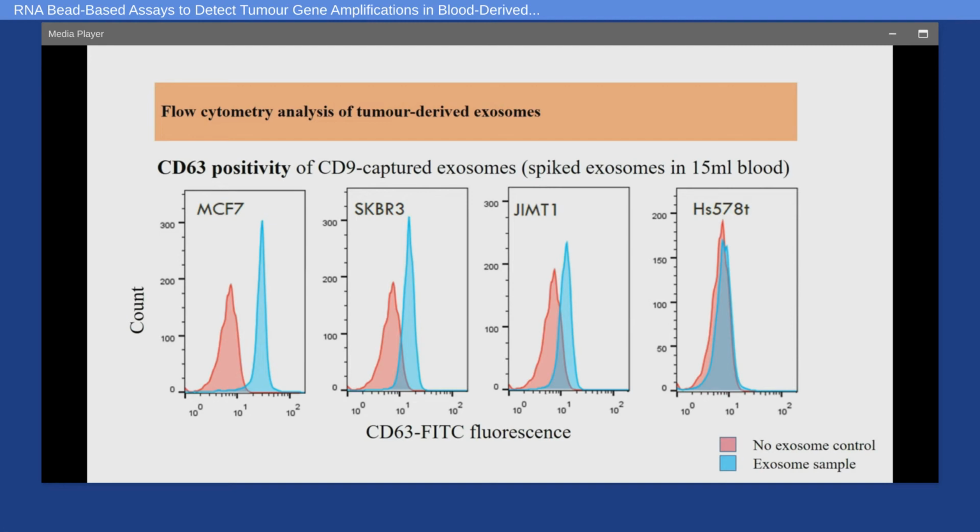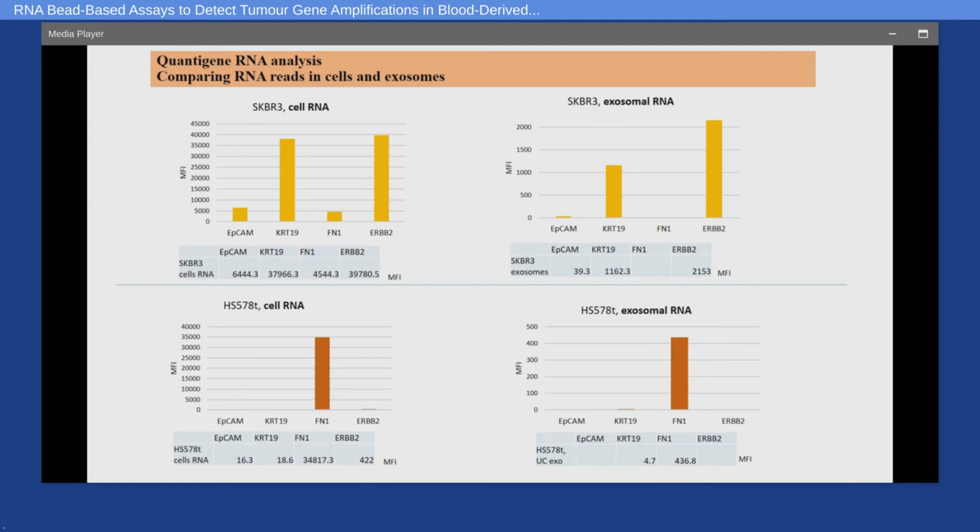Okay, so then we moved on, like, okay, if we produce exosomes from these cell lines, what is the representation of these panels and markers? So if we run the QuantiGene assay, which is using the median fluorescence intensity, using EpCAM, cytokeratin 19, FN1, and HER2, SKBR3 is positive for all of them. But for the exosomes, you can see cytokeratin 19 and HER2. Okay, so same trend, but at a smaller scale. Okay, but we still actually can detect them. Why is HS5780, which in this case for this particular panel is only positive for FN1? You also see the same trend in the exosomes which are derived from this originator cell.